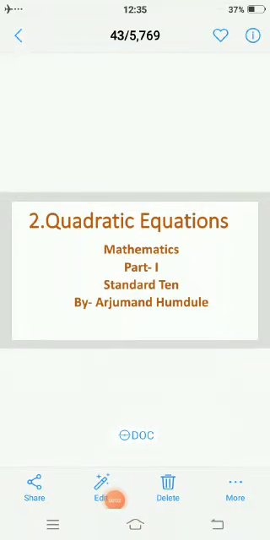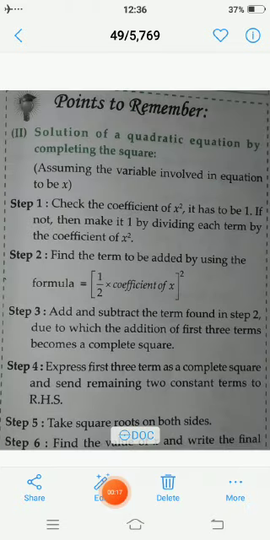Now in our last class we have studied factorization in detail. Now here we are going to study a new method, that is completing square method. In completing square method we have to check the coefficient of x square and it has to be 1.